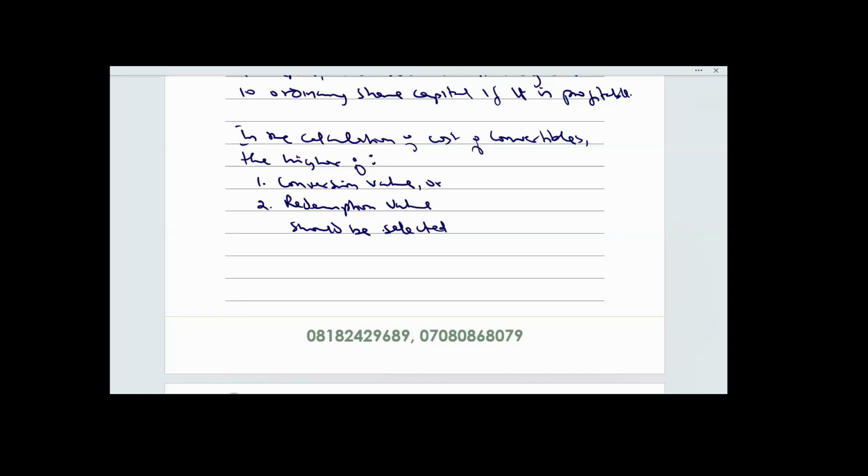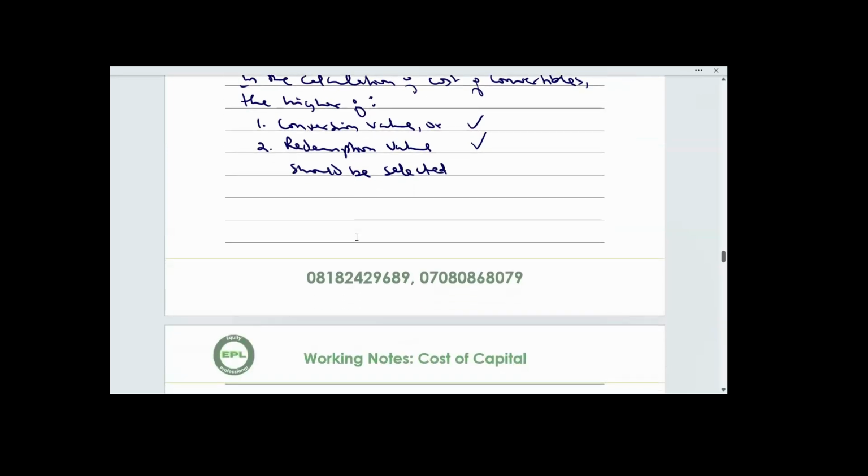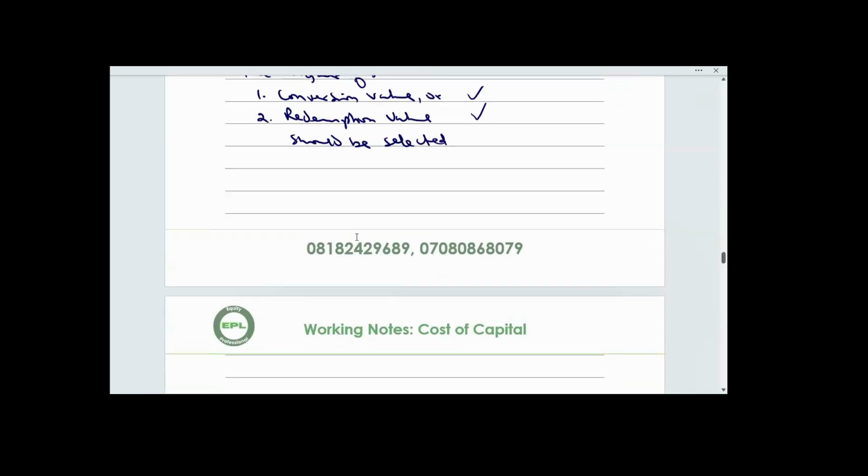All right. So at all times, whenever you want to calculate the cost of convertible securities, just go ahead and calculate internal rate of return. However, in your redemption value, you need to compare the conversion value with the redemption value. Whichever is higher is the one that will go into the calculation of your NPV. That's basically what you need to do. Then it is also possible the examiner may want you to calculate the market value of convertible securities. Let me tell you what you need to do.